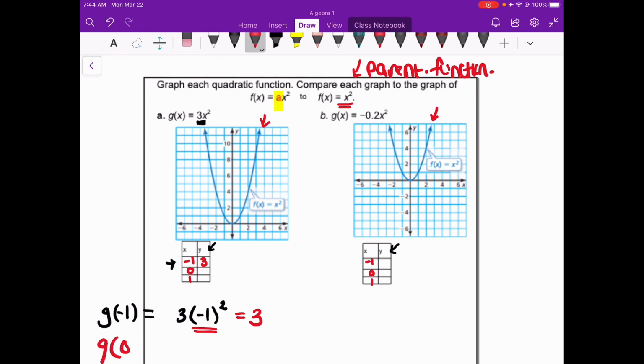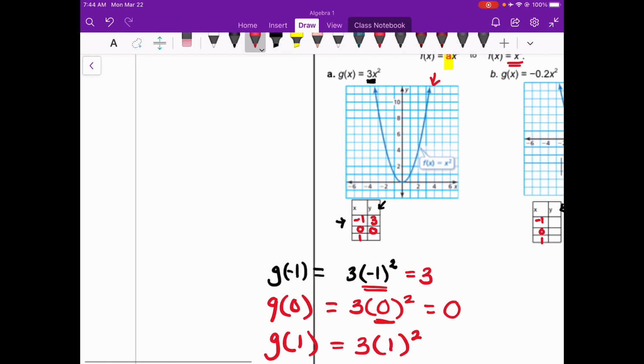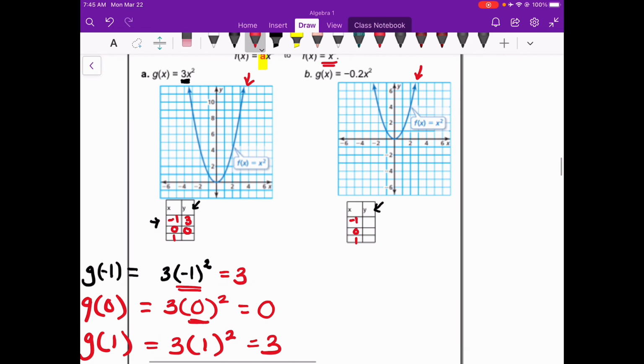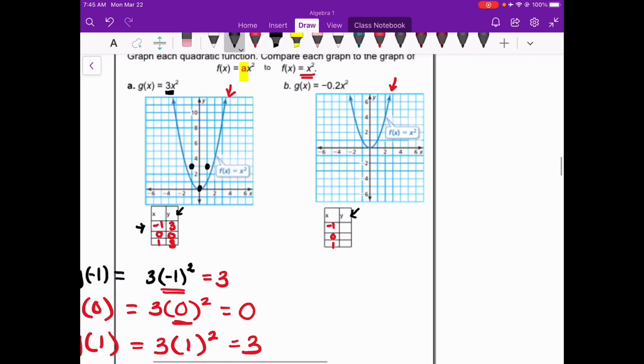g of 0 is 3 times 0 squared, which actually is just 0, because anything times 0 is 0. And then lastly, g of 1 is 3 times 1 squared, which is just 3. And now let's graph this new parabola. -1, 3. 0, 0, 1, 3. Notice the symmetry between the first point, the last point, and the vertex.